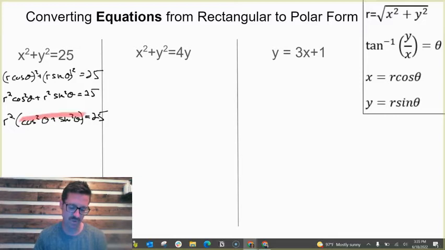But if I factor out that r squared, look what we have. We have cosine squared plus sine squared. If I have cosine squared theta plus sine squared theta, that's our Pythagorean identity. And we should know that that's equal to 1.